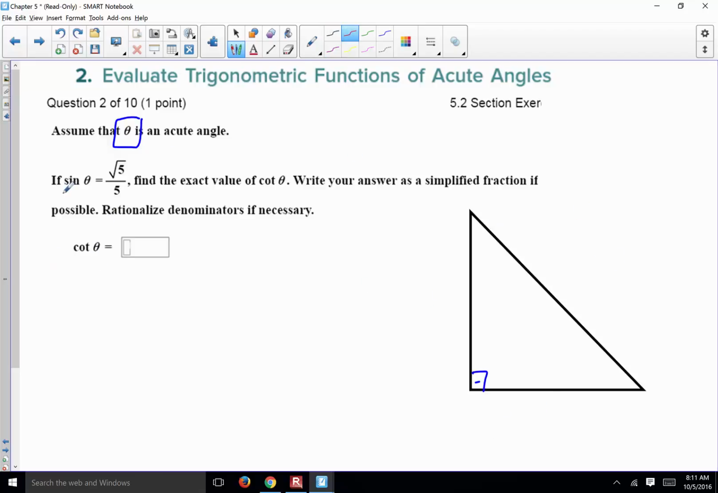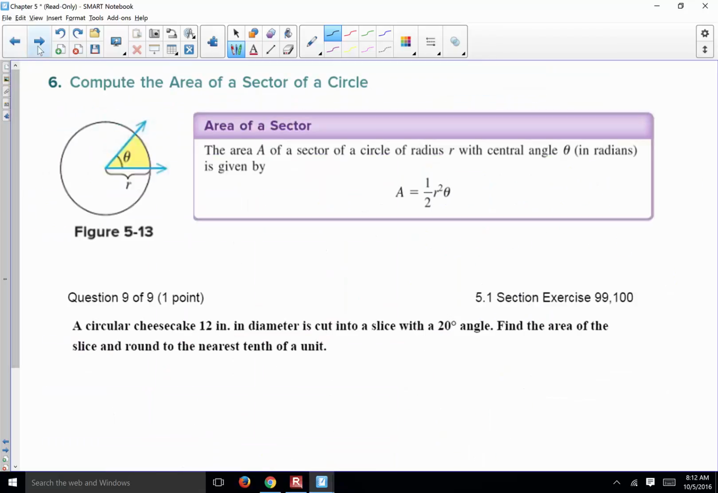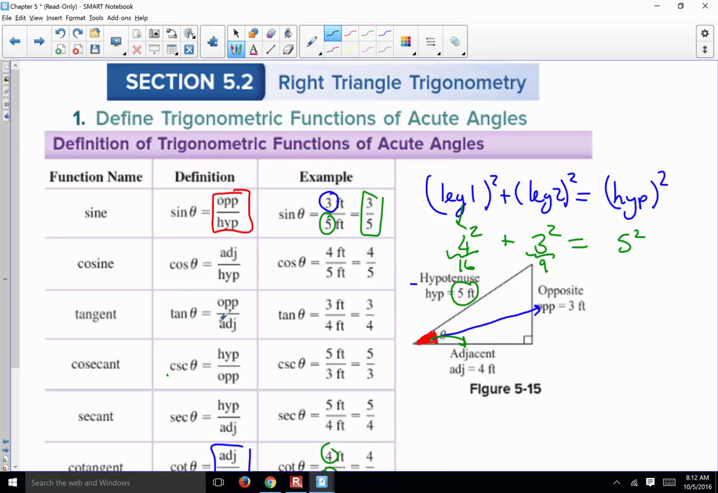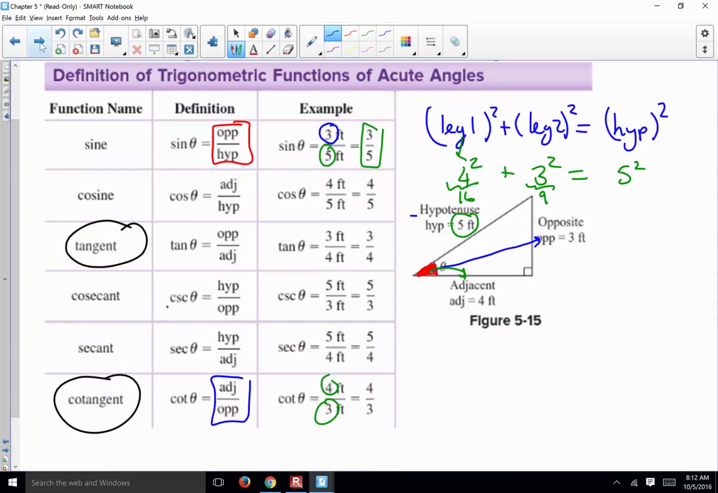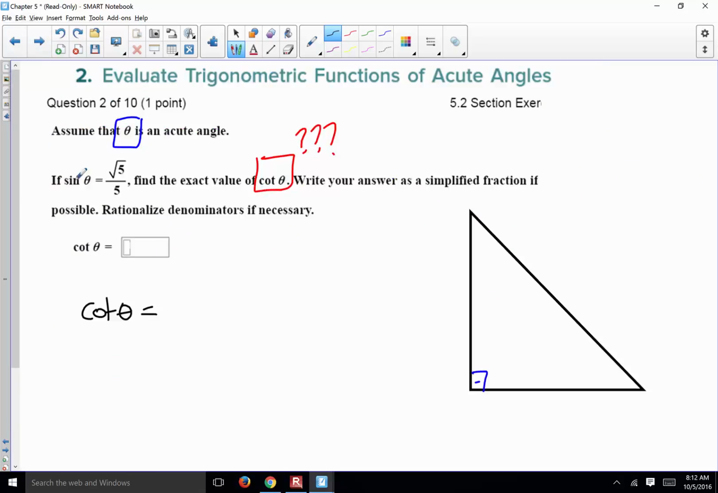Alright, we are given sine theta is root 5 over 5. We are asked to compute cotangent. Okay, what is cotangent? What is the definition of cotangent? Opposite over adjacent, is that right? Adjacent over opposite. Opposite over adjacent is tangent. Cotangent is its reciprocal, right here. It's adjacent over opposite.